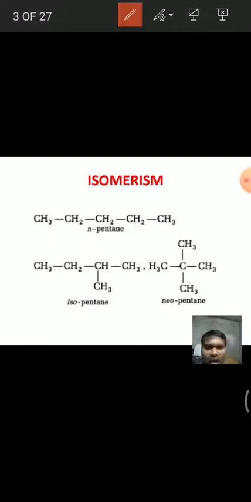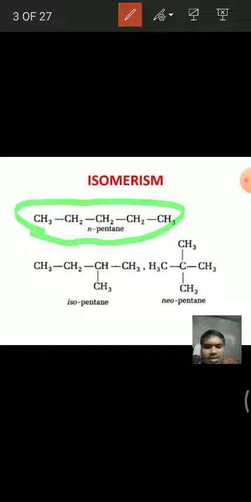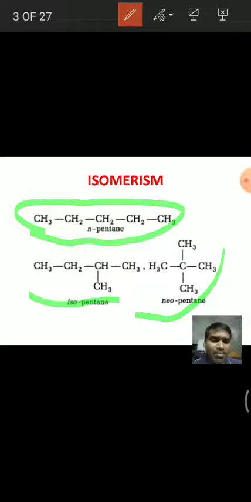The molecular formula of these three compounds is C5H12. The first compound is n-pentane, the second one is isopentane, and the third one is neopentane. That means these three are different molecules but have the same molecular formula, C5H12. Hence these are considered isomers, because these three have the same molecular formula but different properties.